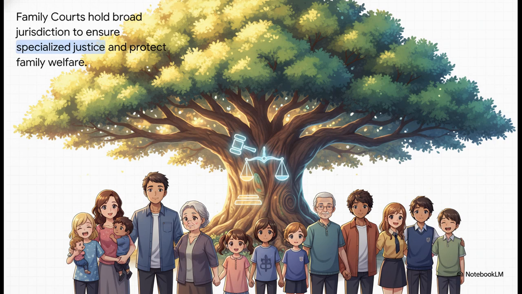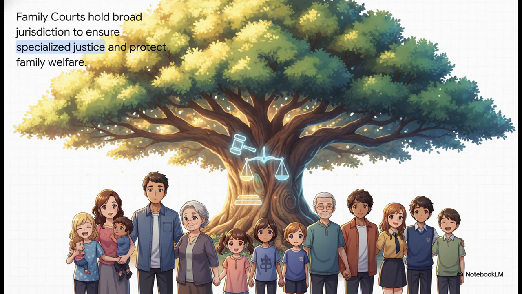In the case of K.A. Abdul Jalil v. T.A. Shahida, the Supreme Court reinforced that family courts hold exceptionally broad jurisdiction, because it's not just about applying rigid black-and-white rules. It's really about ensuring specialized justice that actually protects the dignity and the overall welfare of the family standing in front of the judge.